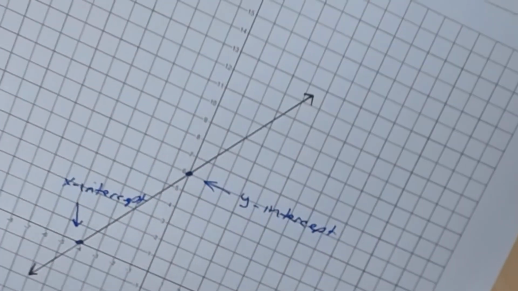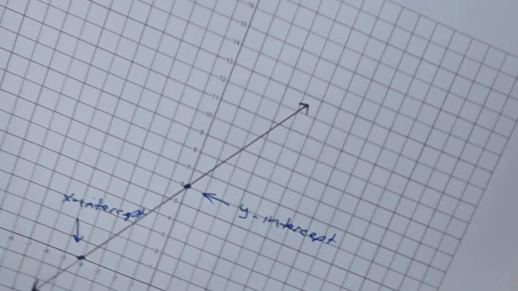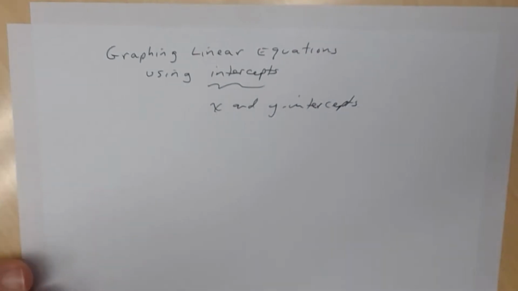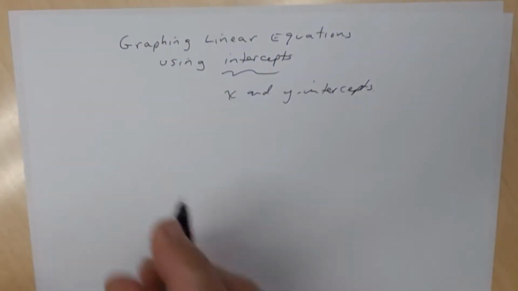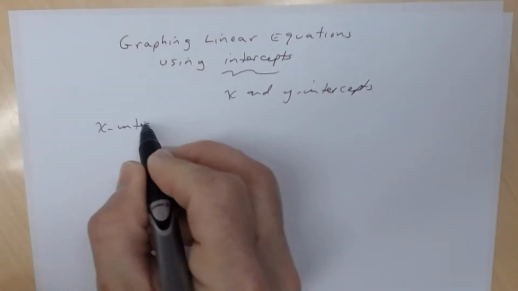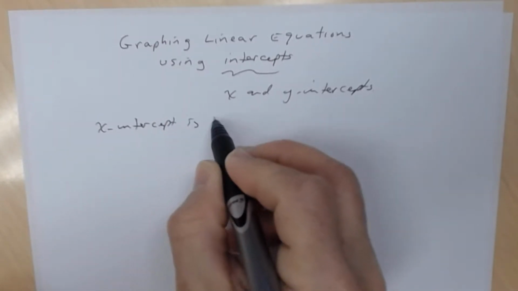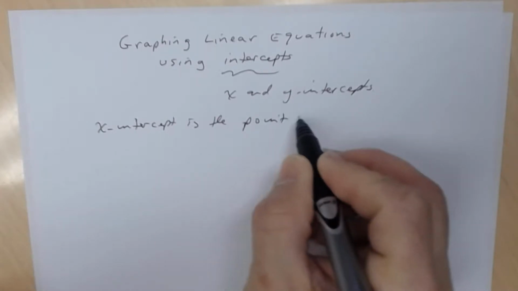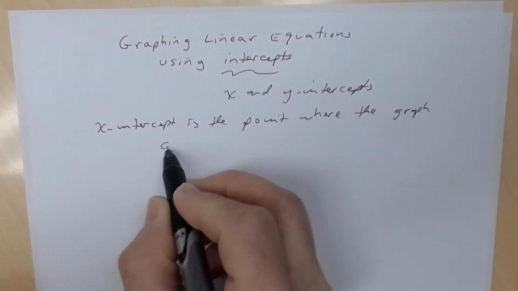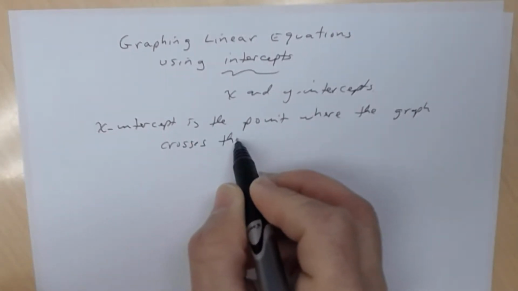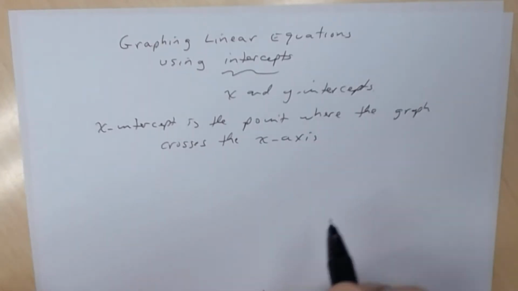Okay? All right, so we're going to come back to these two graphs in a little while, but let's go ahead and talk about the definition. Let's define what an x and a y intercept is. An x intercept is the point where the graph crosses the x-axis. So wherever the graph crosses the x-axis, that's the x-intercept.